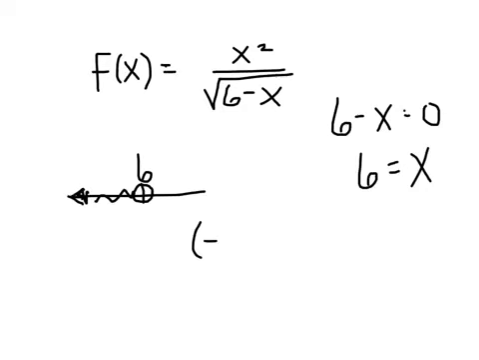So it would be -infinity to 6, but this time it would be a parenthesis rather than a bracket because it comes from the denominator of a fraction. If it would have been in the top, then we would have had a bracket on it. So be very careful with that when you're finding the domains. But as far as that one goes, that's it.